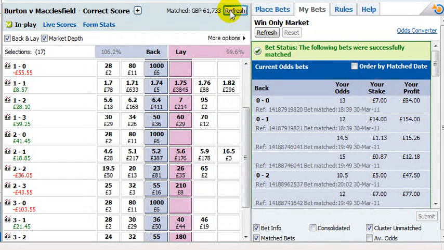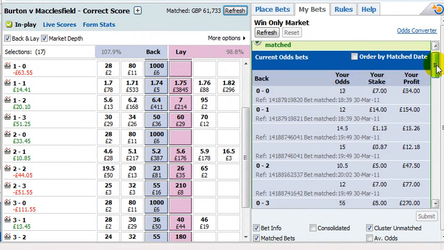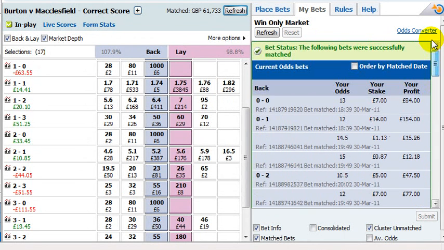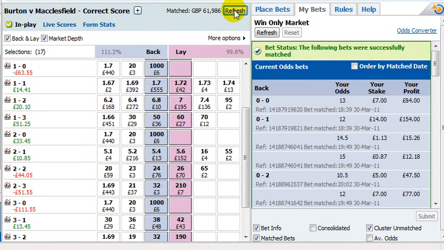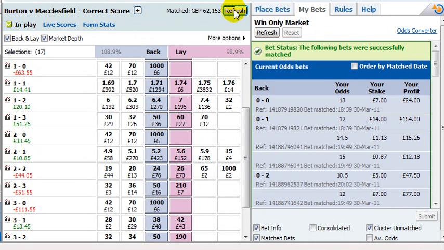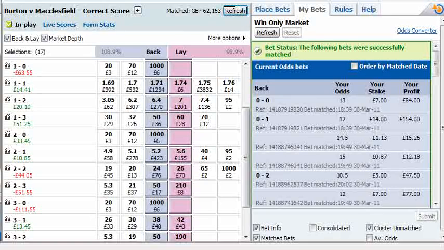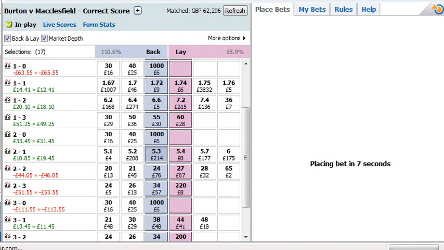I've eventually got matched at 1.73. So that now brings our 1-1 up to £14, which we can call 14%. 1-2 is okay, that's still 20%. And the 2-1, that gives us about 11%.